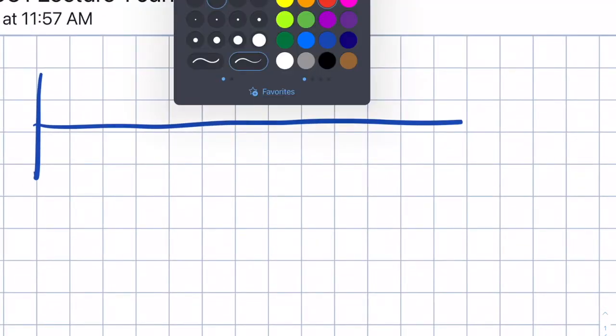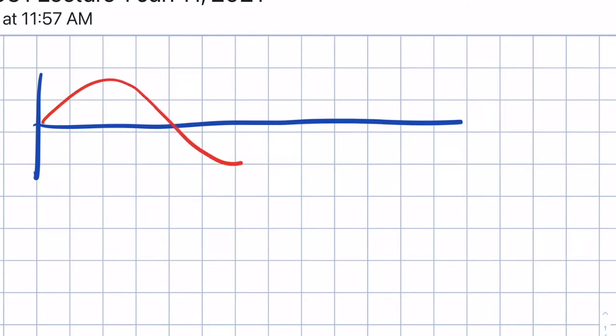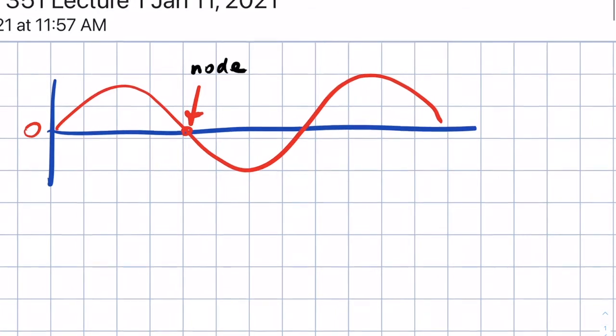All right, so the standing wave, we think about an axis. You've got a couple of interesting features. You've got crests and troughs, and then you have these positions where the wave goes to zero, and we're going to call that a node, all right?